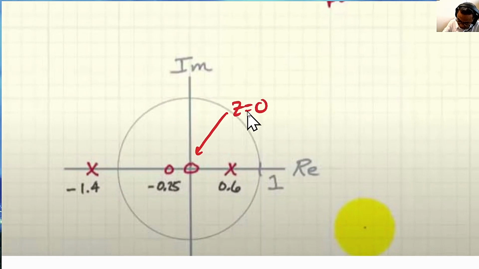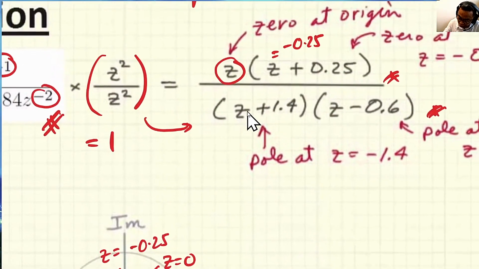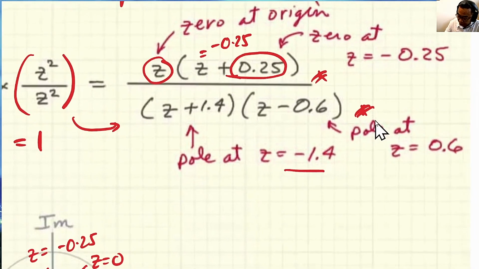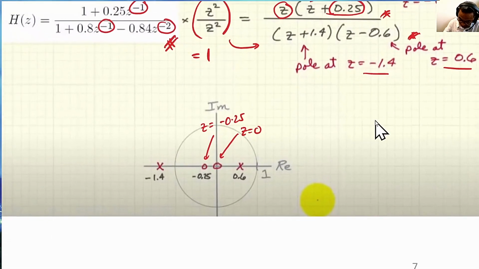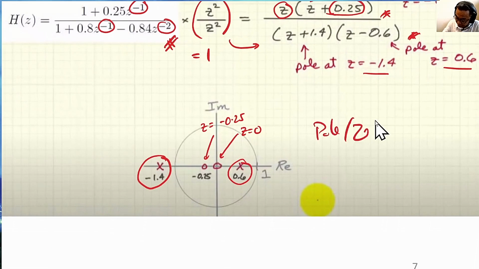z equals 0, z equals minus 0.25, because it is minus 0.25 plus 0.25 that will cause the numerator to be 0. Similarly, z equals minus 1.4 and z equals 0.6 are the poles. Minus 1.4 plus 1.4, and minus 0.6 plus 0.6. So this is the pole and zero diagram.